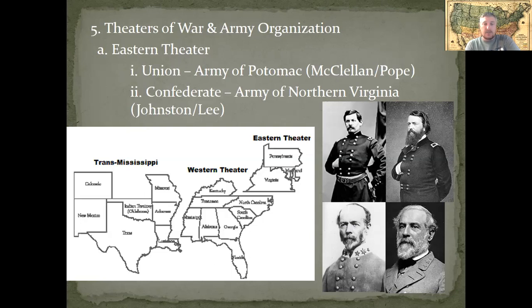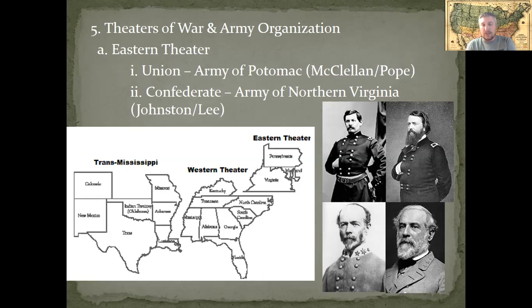At many times, they could have taken Richmond, and McClellan refused to do it, flat out disobeyed Lincoln's orders to move on the Confederate Army. So we'll see McClellan actually be replaced pretty early on in this war. He will be replaced by General Pope in 1862 after the Union Army fails to take Richmond.